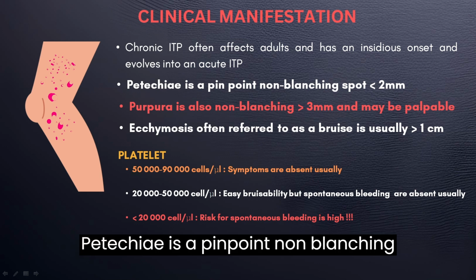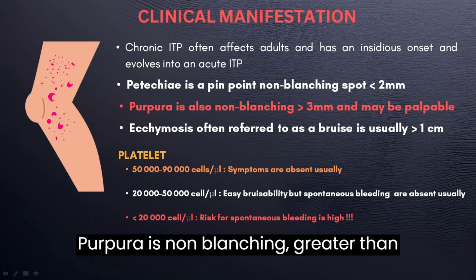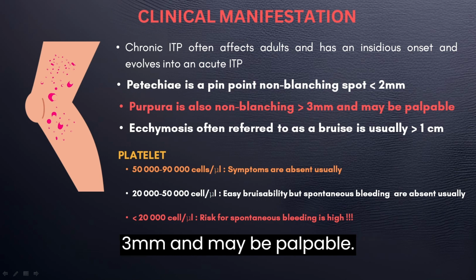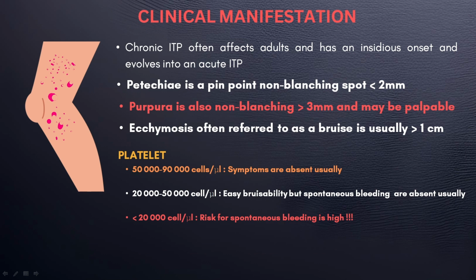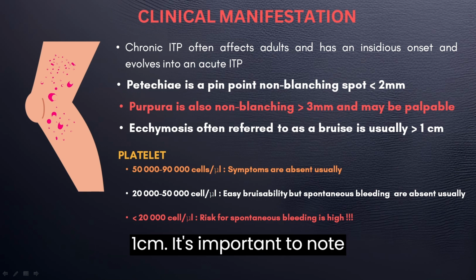Petechia is a pinpoint non-blanching spot less than 2 mm. Purpura is non-blanching, greater than 3 mm, and may be palpable. Ecchymosis, often referred to as a bruise, is usually greater than 1 centimeter.